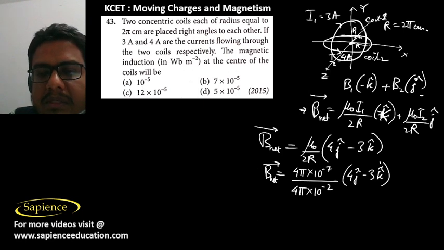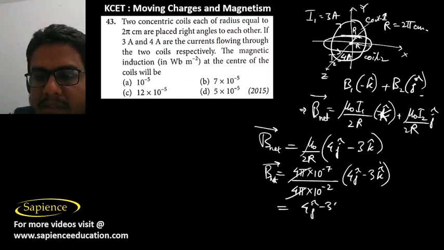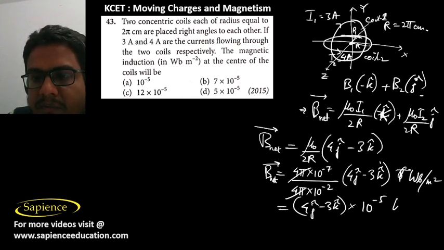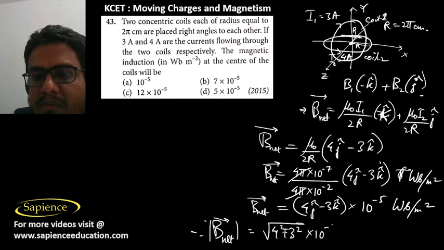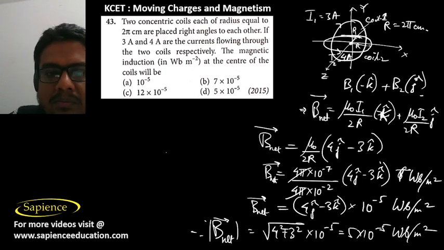So we need to find the magnitude of the net magnetic field at the center only. This is 4 j cap minus 3 k cap into 10 power minus 5 Tesla, or Weber per meter square. So this is B net, and we need to find the magnitude only. Therefore, the magnitude of the net magnetic field at the center will be square root of 4 square plus 3 square into 10 power minus 5, which is 5 into 10 power minus 5 Weber per meter square. So option D is the correct answer.